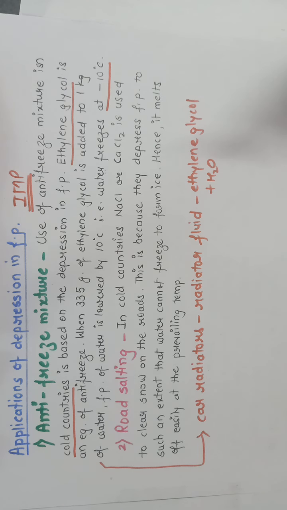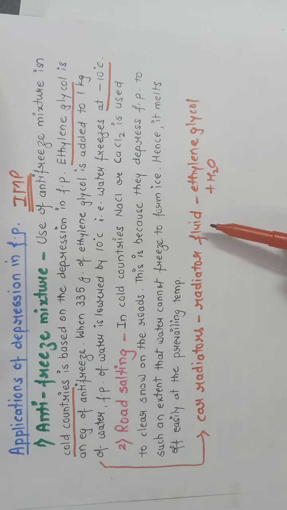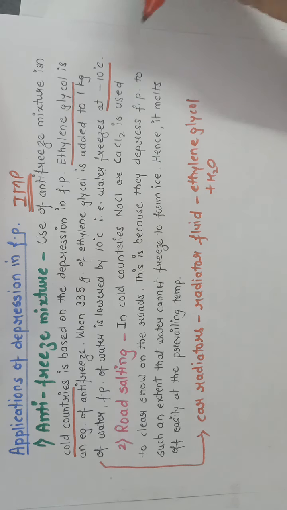Now this is used in hilly areas where there is heavy snowfall. What happens due to heavy snowfall? The fluid in the radiator gets frozen, and that hinders the working of the vehicles. So if we are using this antifreeze mixture, the radiator fluid does not freeze even if the temperature falls to minus 10 degrees Celsius, and therefore vehicles can be operated very smoothly.